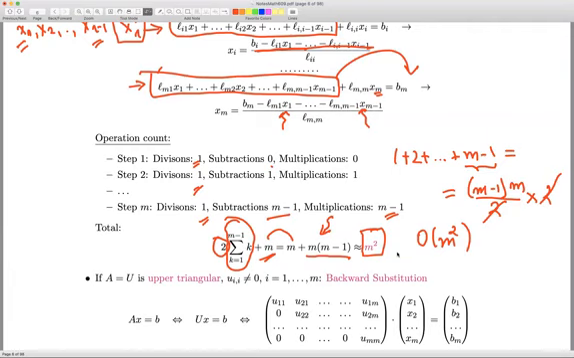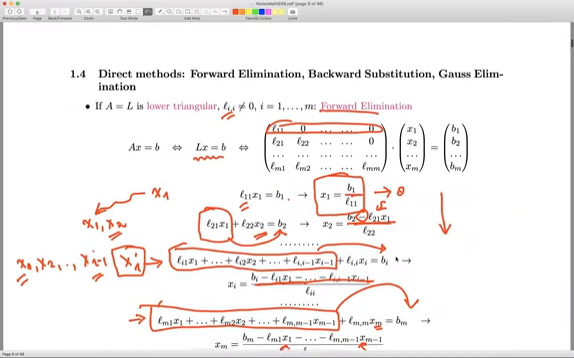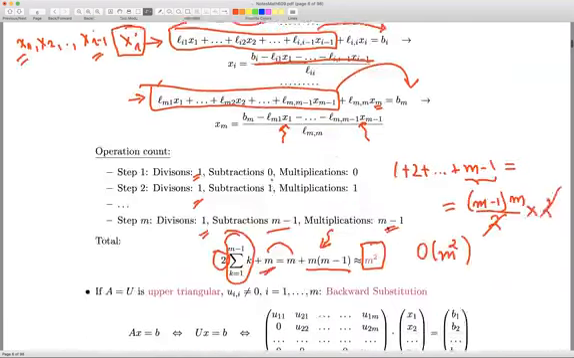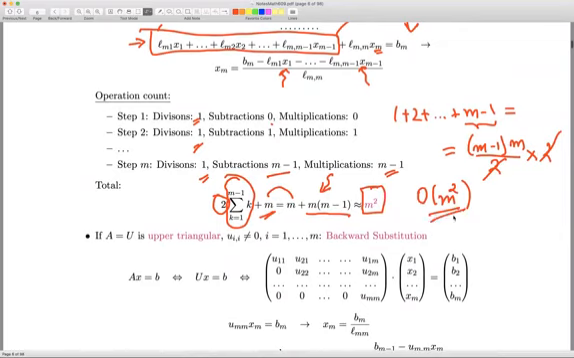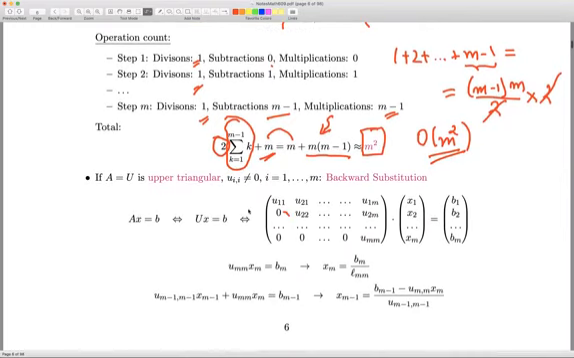So let us keep in our mind that if we do forward elimination, which is a method that works only if the matrix is a lower triangular matrix, then the operation count is approximately m squared. A similar thing is done when the matrix A is an upper triangular matrix.